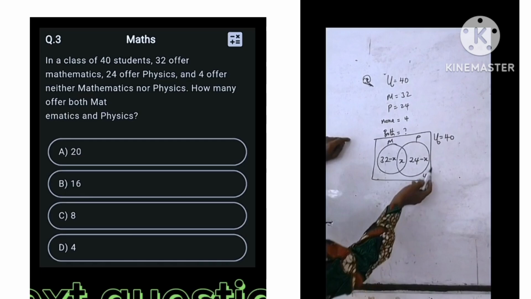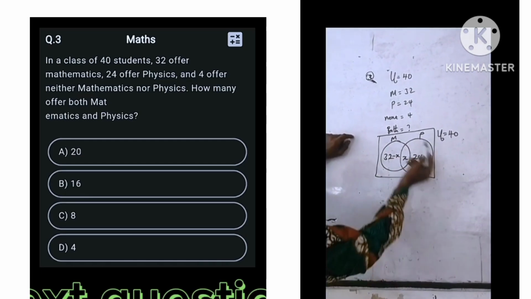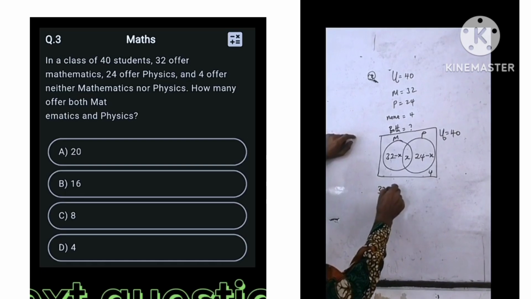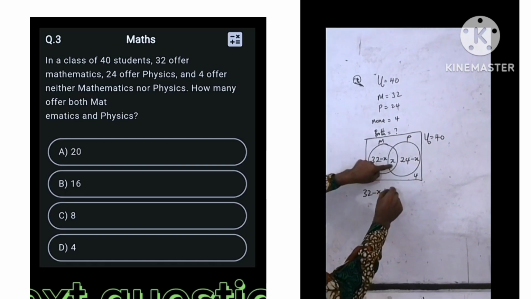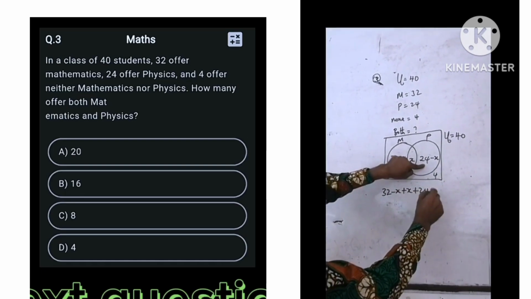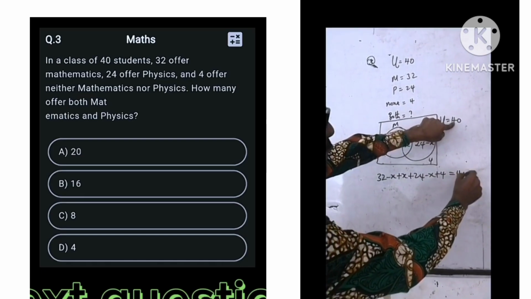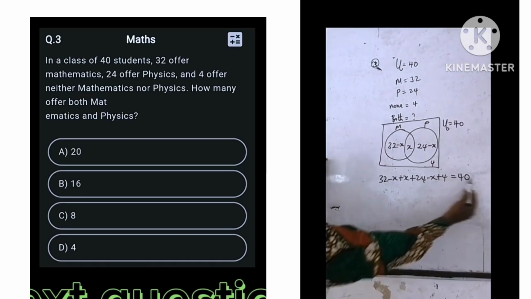Now, all I will do is this. I will add everything inside this box and it equals this. So this becomes 32 minus x plus the x plus 24 minus x plus the 4 equals the total, which is 40.